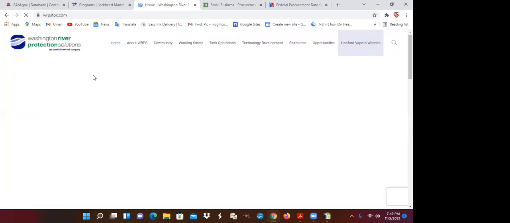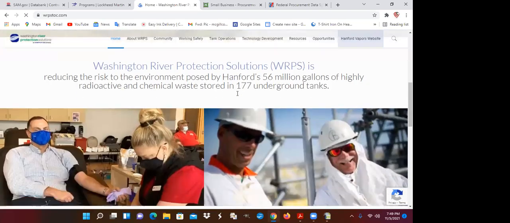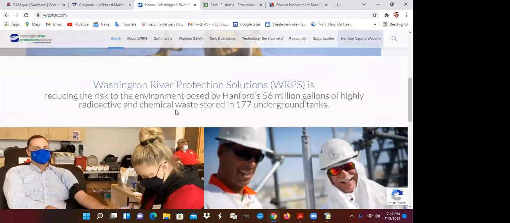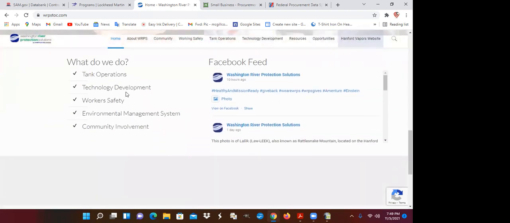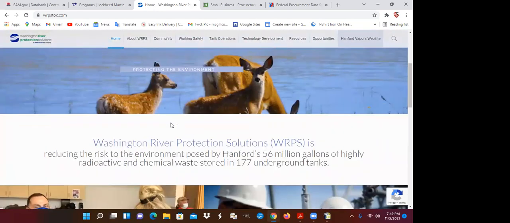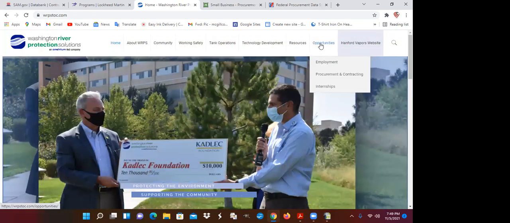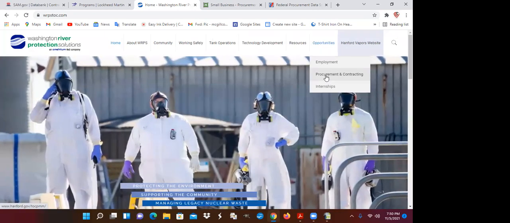When you come to these companies' websites, most of them are going to bring you up right here to the homepage, just giving you a little information about what it is that they do. You want to go through these companies' websites to actually see what type of business they're engaging in. Mostly all these companies are going to tell you what they actually expect when partnering up with them. But you want to go over here where it says opportunities, and then you're going to go down to where it says procurement and contract.